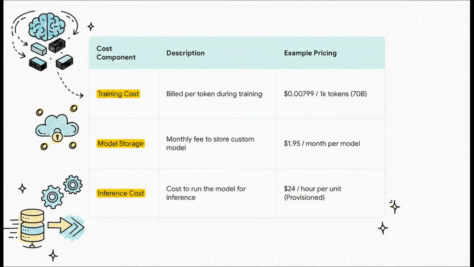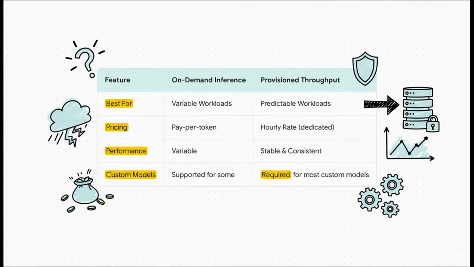And here's the key takeaway. While training is a one-time fee, your biggest ongoing expense will be inference. That's why choosing the right deployment model is so critical for your ROI. You have 2 main options for inference. On-demand is pay as you go, perfect for development in unpredictable traffic. But for most custom models in production, you're going to use provisioned throughput. This gives you your own dedicated capacity at a fixed hourly rate, which means you get stable, consistent performance for your really important applications.